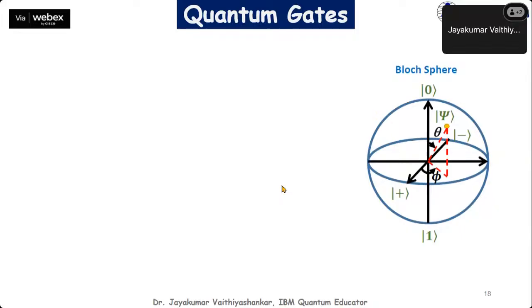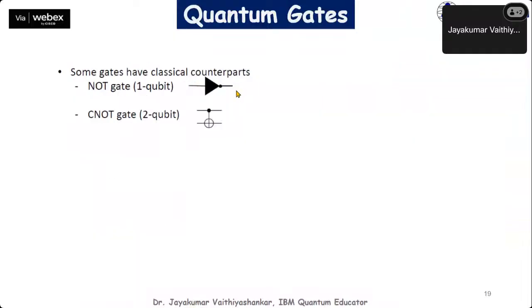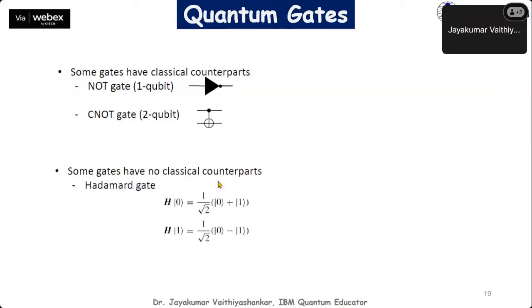So we'll cover some classical gates. Take an example of the NOT gate, which is a 1-qubit gate. You can recreate the NOT gate in quantum with the help of a single qubit. Suppose you want to implement the CNOT gate, at least you need 2 qubits. Some gates have no classical counterparts. Take the example of Hadamard, it will create equal superposition. There is no example in classical for this.